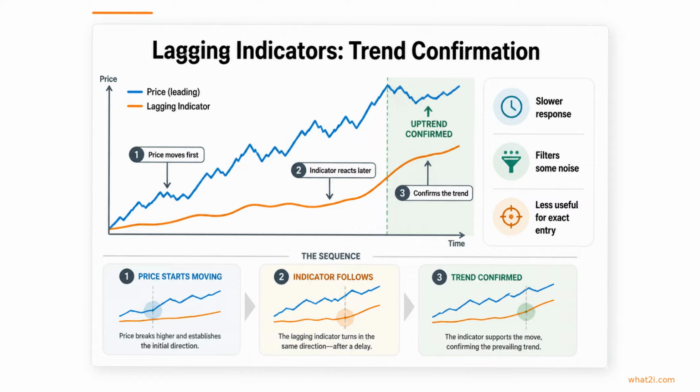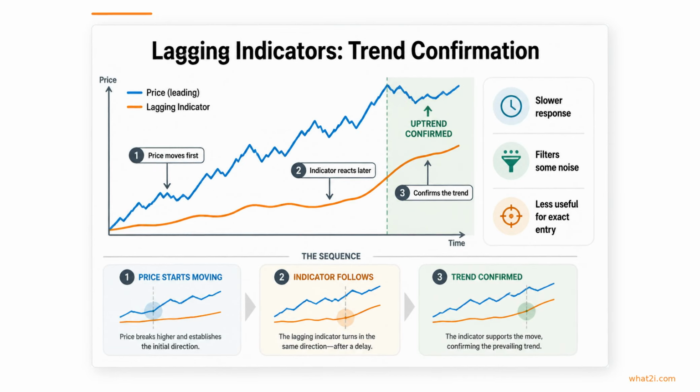They are often used to answer questions like whether a trend is actually established or whether a recent move has enough persistence to trust. Because they react more slowly, they can miss the very start of a move. But that slower response can also filter out some market noise and reduce the chance of acting on every brief fluctuation. In that sense, lagging indicators trade speed for stability. They are often less useful for exact timing, but valuable for understanding trend direction.